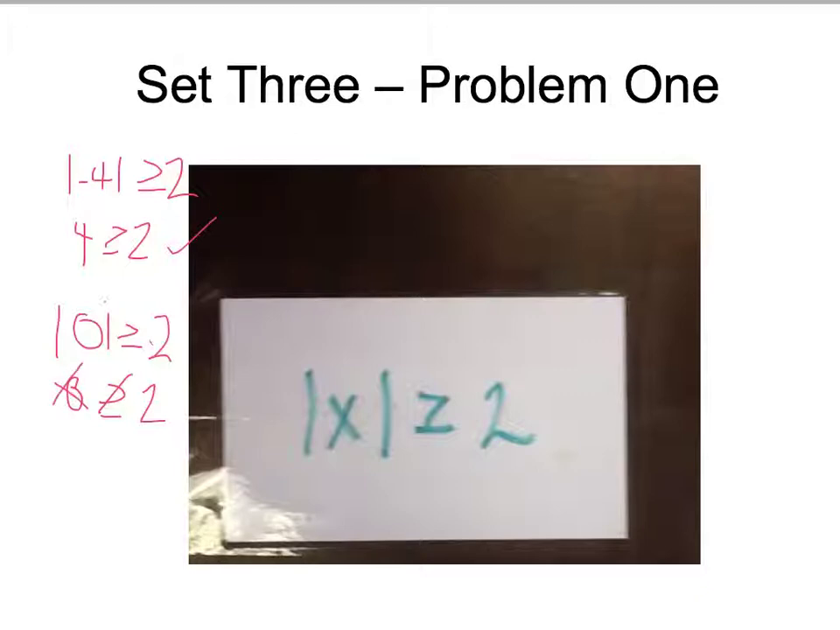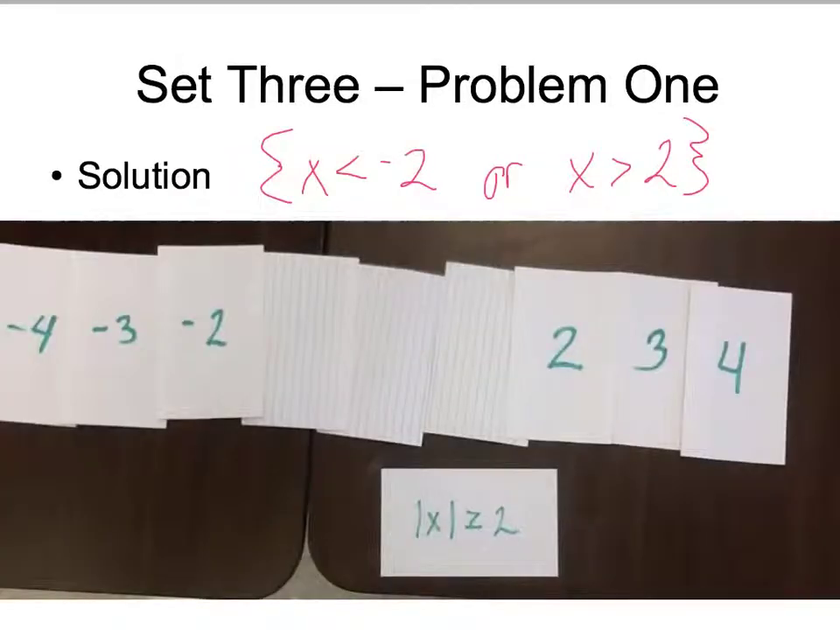so that is not one of my solutions. So after I plug in all of those numbers, I figure out that the numbers that are a part of my solution are everything smaller or less than -2 and everything bigger or greater than +2. So my solution set looks like x is less than -2 or x is greater than +2.